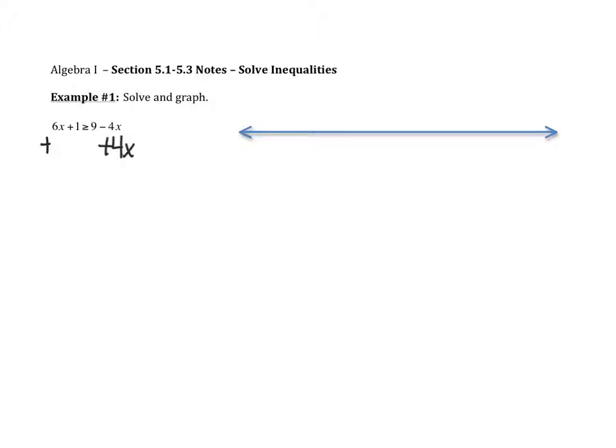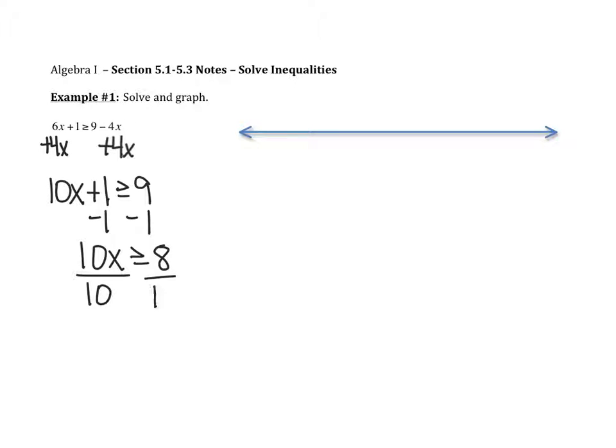Because again, getting the variables on the left-hand side of the inequality symbol will help me graph my answer at the end. So now I have 10x plus 1 is greater than or equal to 9. So now I'll subtract 1 from both sides. So I have 10x greater than or equal to 8. I'll divide both sides by 10. The only time I have to flip the sign is if I divide or multiply by a negative. And in this case, I'm only dividing by positive 10, so I'm going to keep it as greater than or equal to. 8 over 10 is equal to 4 over 5 in lowest terms.